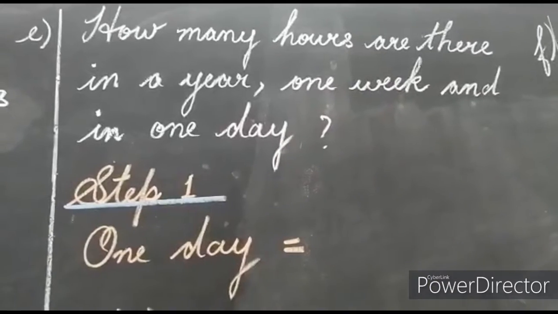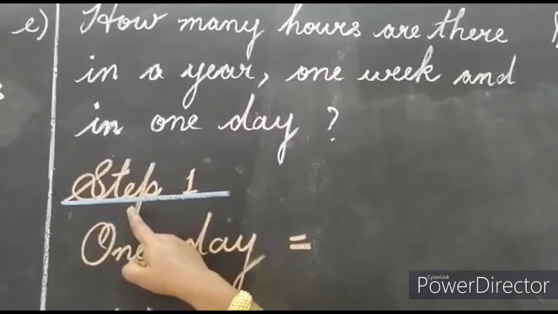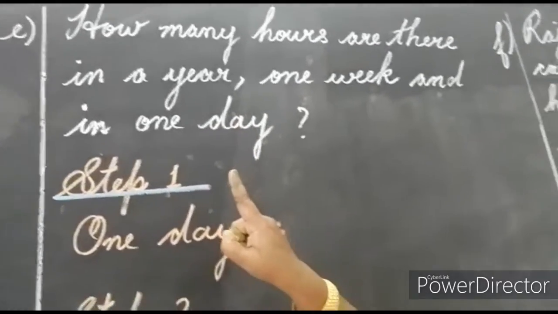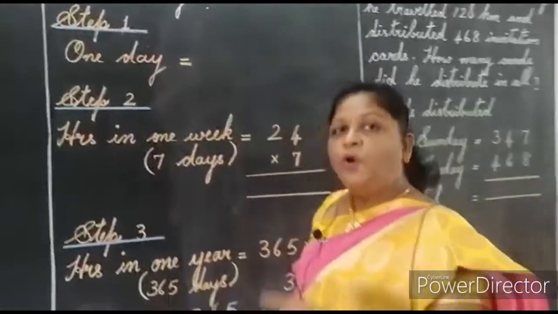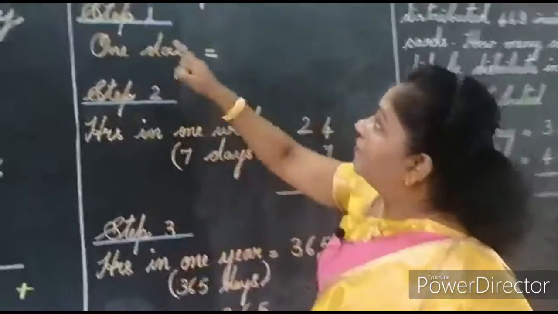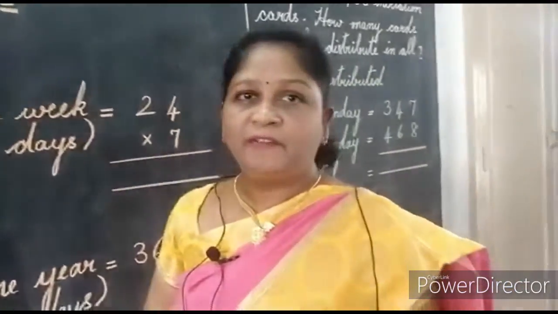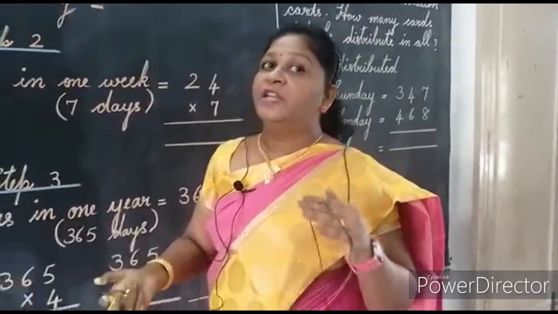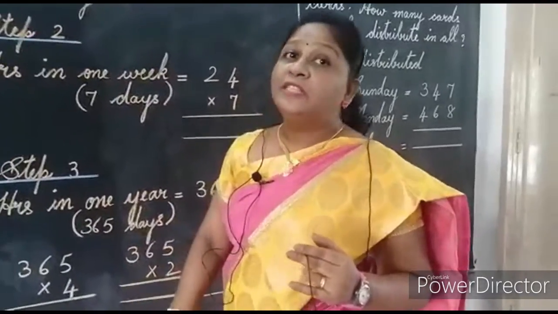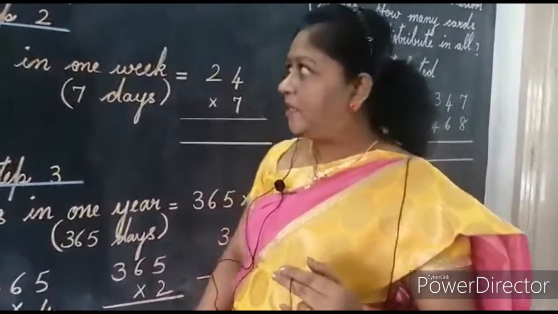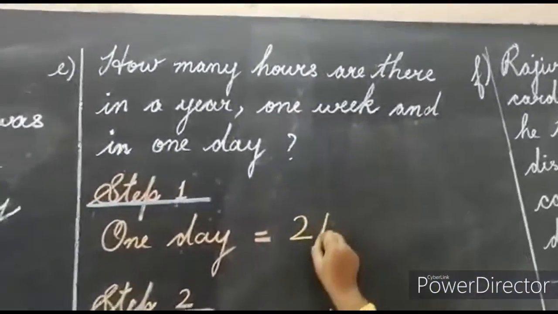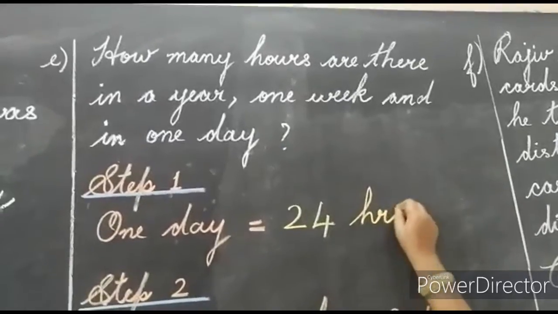So for this sum, we need 3 steps. Let's write down the first step. Step 1. Let us go with 1 day first: 1 day, 1 week, 1 month, 1 year in an order. So first we will take it as 1 day. How many hours are there in 1 day? We all very well know. From morning till afternoon we say 12 noon. Again from 12 noon to night, 12 night, midnight. So 24 hours are there in 1 day. Very easy step. Step 1, 1 day is equal to 24 hours.